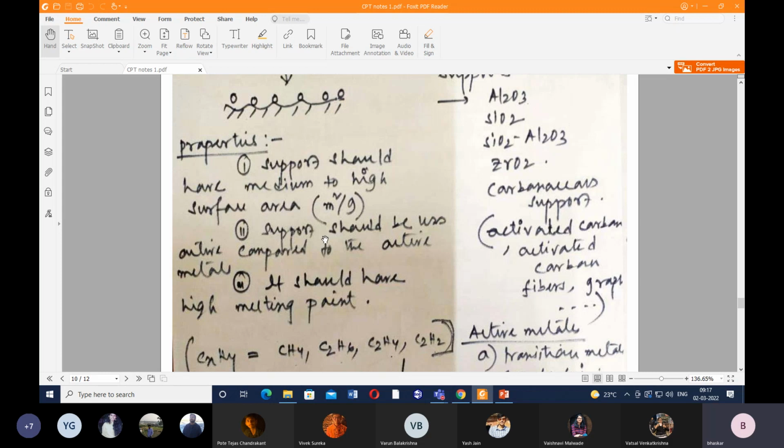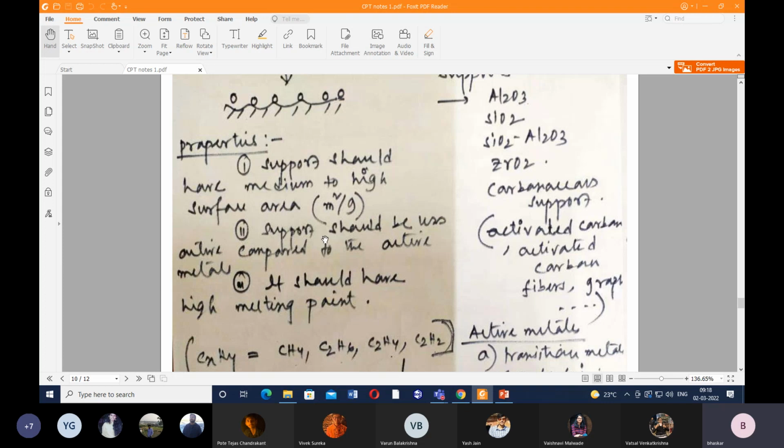The moment I pass CxHy through the active catalyst, this CxHy will come in contact with the active metal. So on the surface of the active metal, this CxHy will crack or decompose into carbon, not on the surface of the support material. Always remember this. The role of active metal is to decompose CxHy, not the support. Support just acts as a binder.